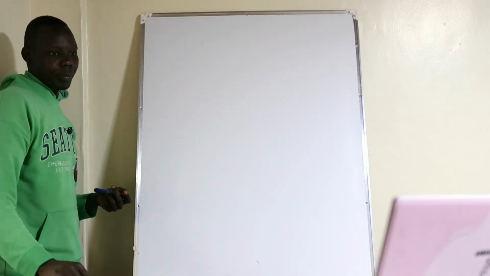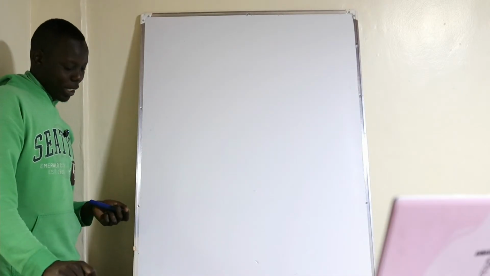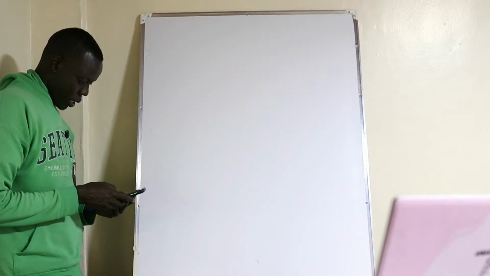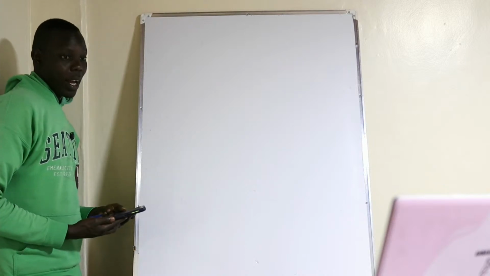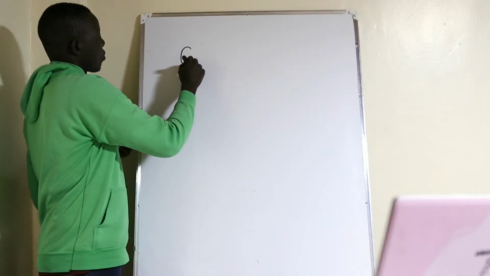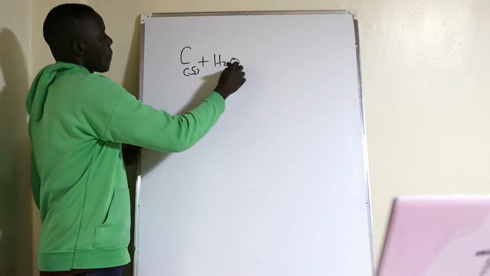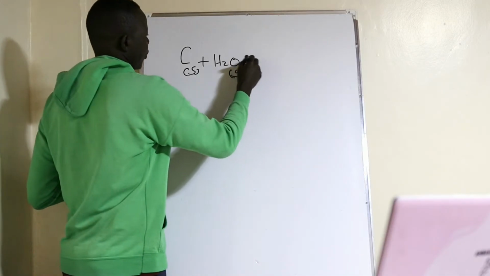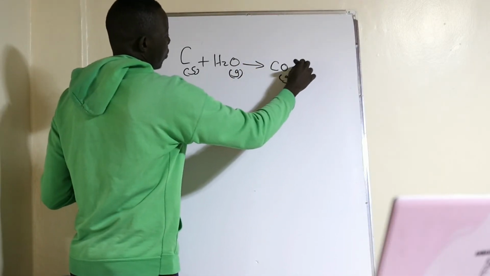I believe the one minute I've given you is enough for you to have written that equation. Carbon plus steam. Steam is a gas. Don't make the mistake of writing liquid. It will give us CO, a gas, plus hydrogen gas.